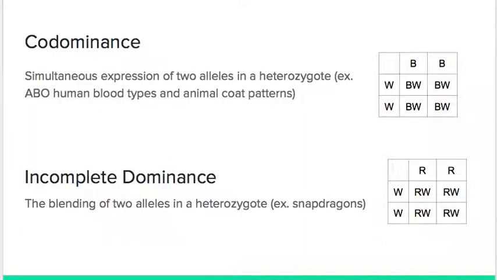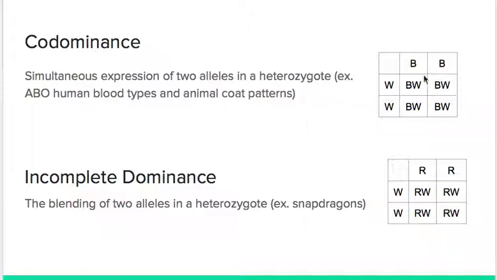So the next we have is codominance, which is the simultaneous expression of two alleles in a heterozygote, an example being ABO human blood types and animal coat patterns. With human blood types, if a person is blood type AB, the A and B blood types are both expressed at the same time. But to make it a little bit more simple, we'll focus on the animal coat patterns.